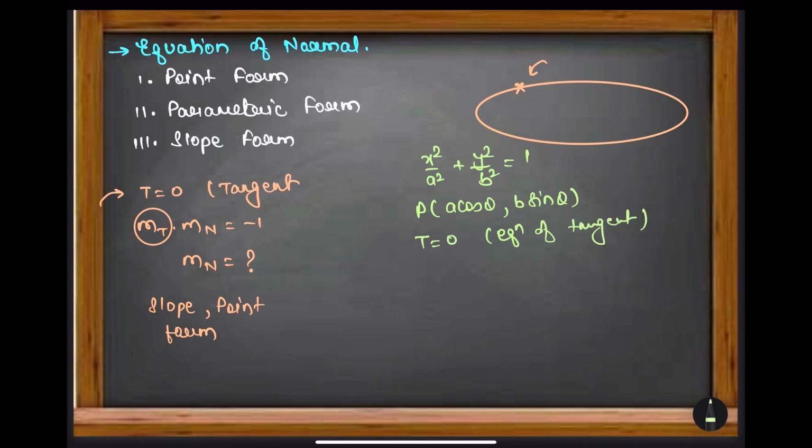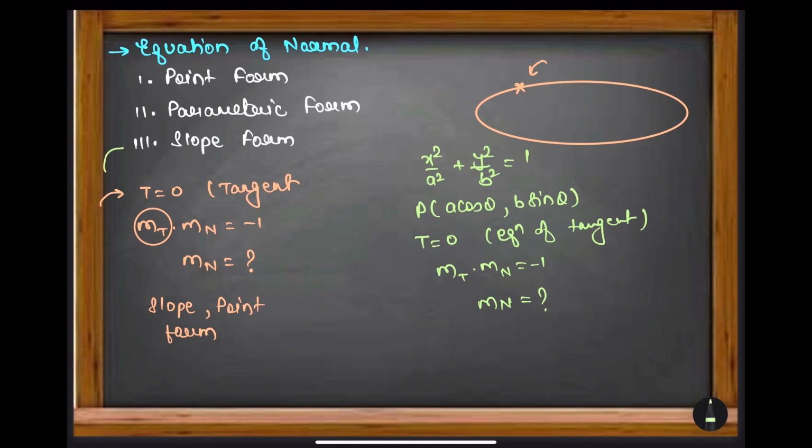Now if you got the equation of tangent, you can use the relationship of slope of tangent and slope of normal to find out the slope of normal, correct? Now if you got the slope of normal, you got a point on the curve. Now you can write down the equation of normal, correct?